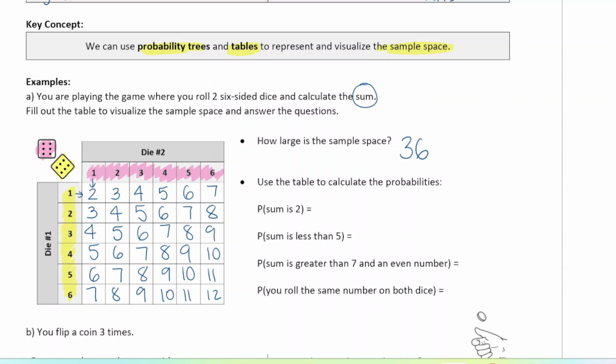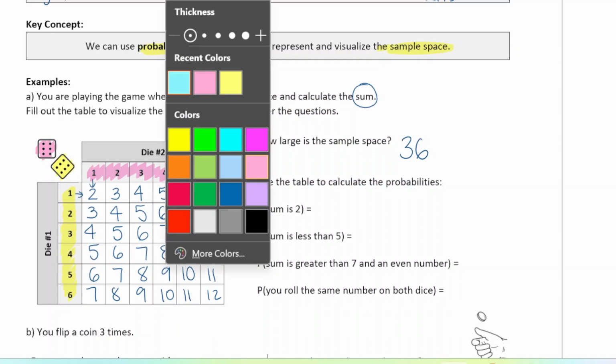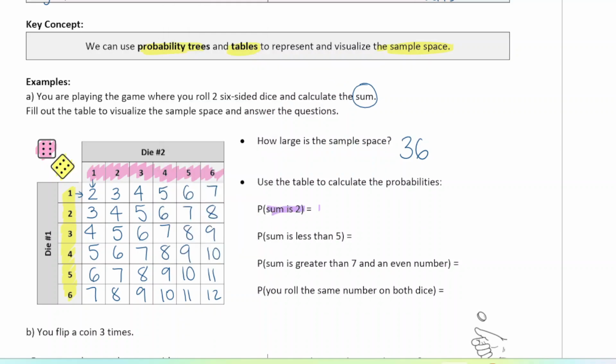And so when we're calculating the probabilities, we're going to use this sample space to see how many ways each event can happen. So let's look at the first one. The first one is saying, what is the probability that we get a sum of 2? There's only one way to get a 2. You have to roll a 1 and a 1. So there's only one way that this can happen out of the 36 possible ways. So the probability would be 1 out of 36. So if you roll the dice 36 times, this is probably only going to happen once on average.